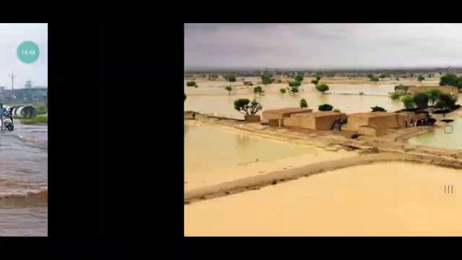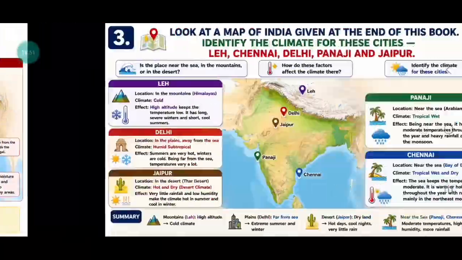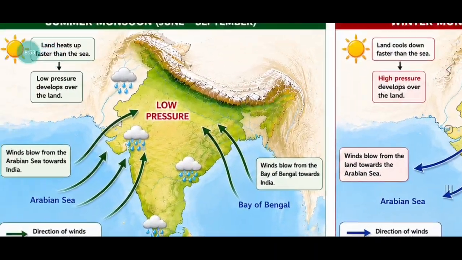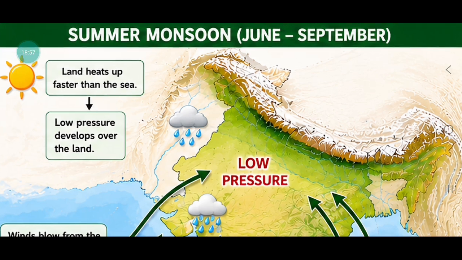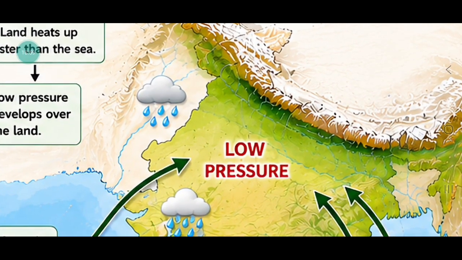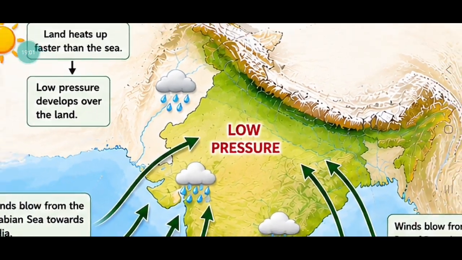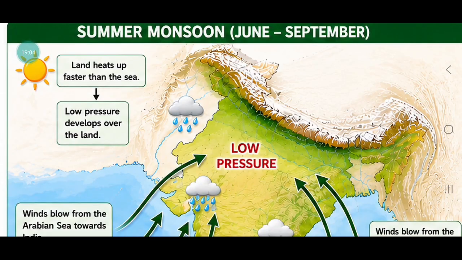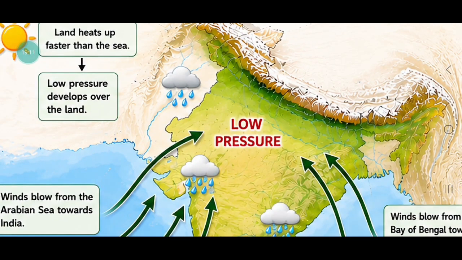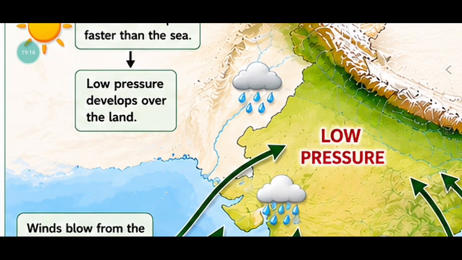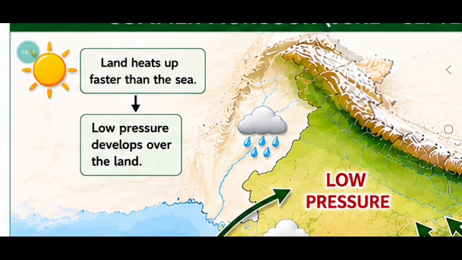Next, some other conditions are there. Let's study these also. Land heats up faster than sea. That means the land area in the northern plains and central plateau region heats up very fast. So there is high heat. What kind of pressure generates here? Low pressure generates here, which attracts the winds from the southwestern side. So low pressure develops over the land. These all are the conditions.